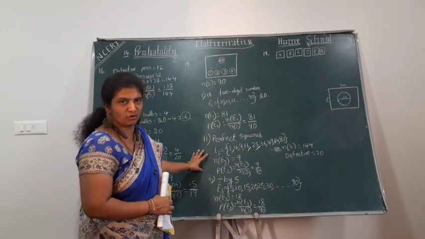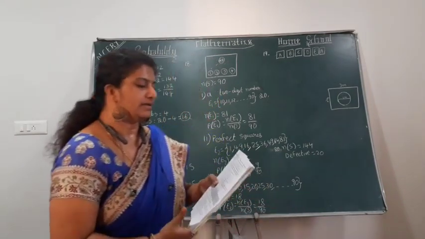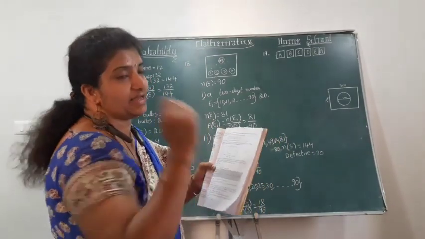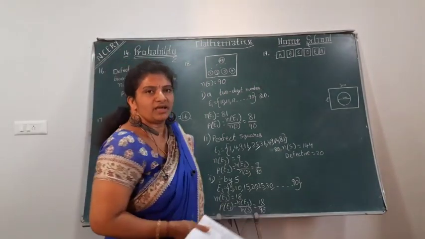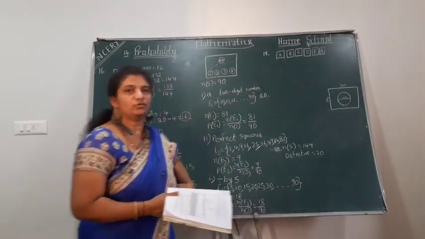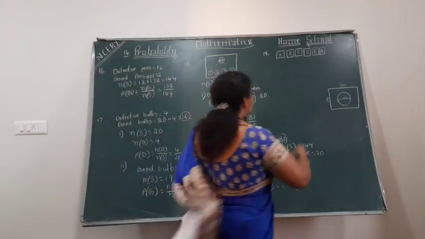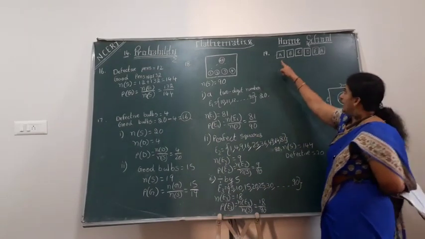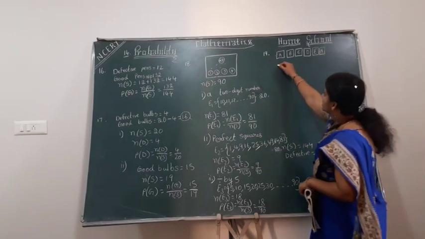It's a very easy problem. Next, 19th problem. A child has a die whose 6 faces show the letters as given below. A normal die, we know, will have 6 faces, 1, 2, 3, 4, 5, 6. But here 6 faces with letters are given. A is repeated. Can you observe? A, B, C, D, E, A. So what are all the sample spaces?